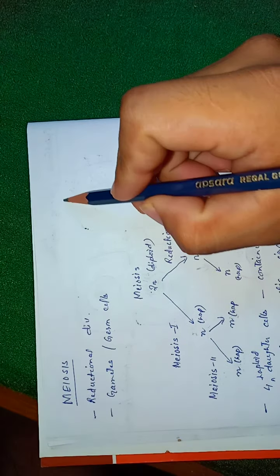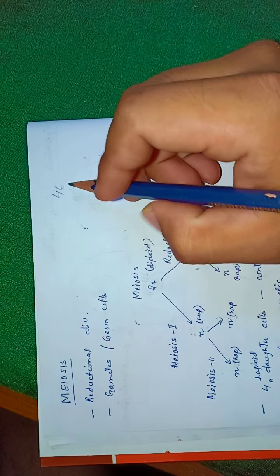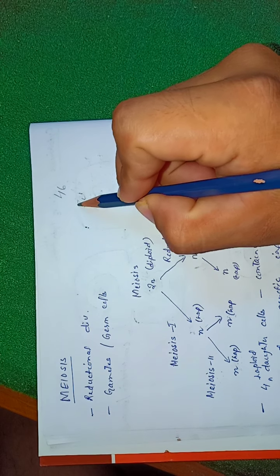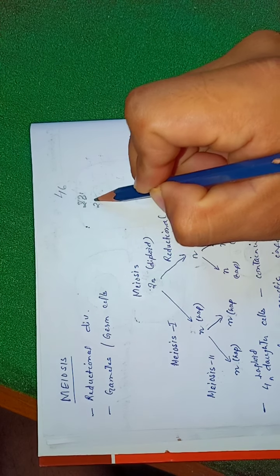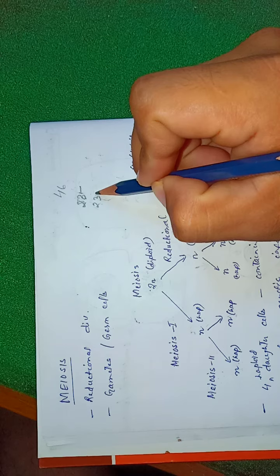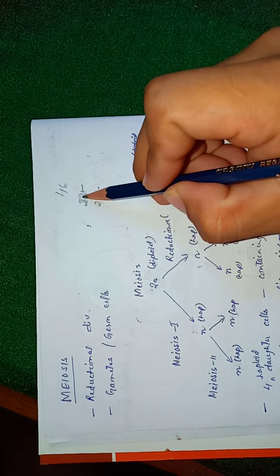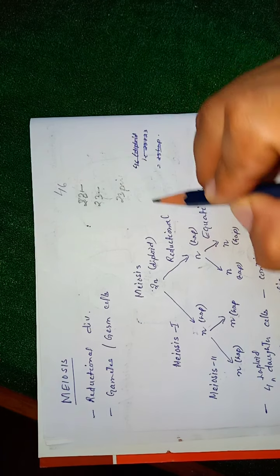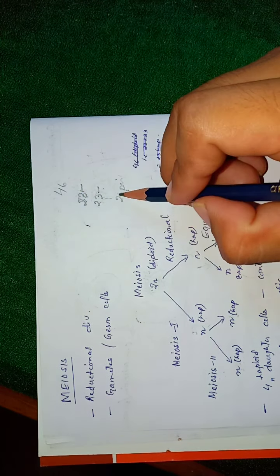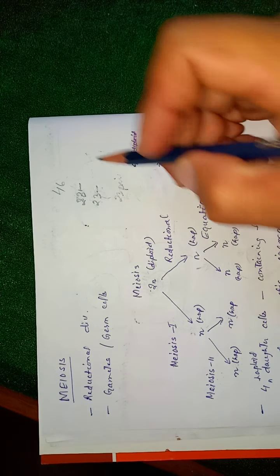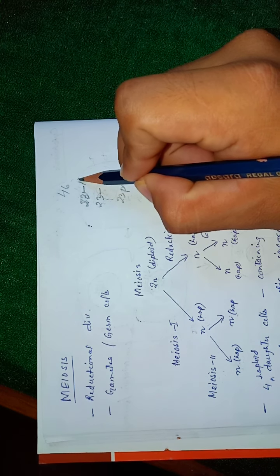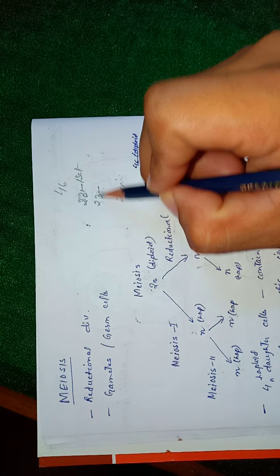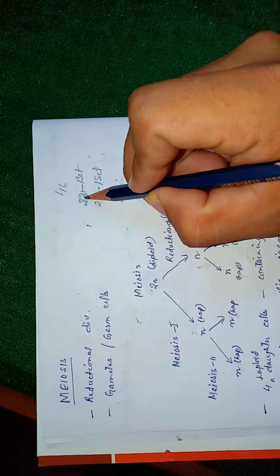Let's take an example. In humans we have 46 chromosomes, and these 46 chromosomes are divided into two sets of chromosomes, one set containing 23 and the other containing 23. That means two sets, or 23 pairs. So humans contain 46 chromosomes or 23 pairs of chromosomes. One 23 forms one set, the other 23 forms another set. So there are two sets.